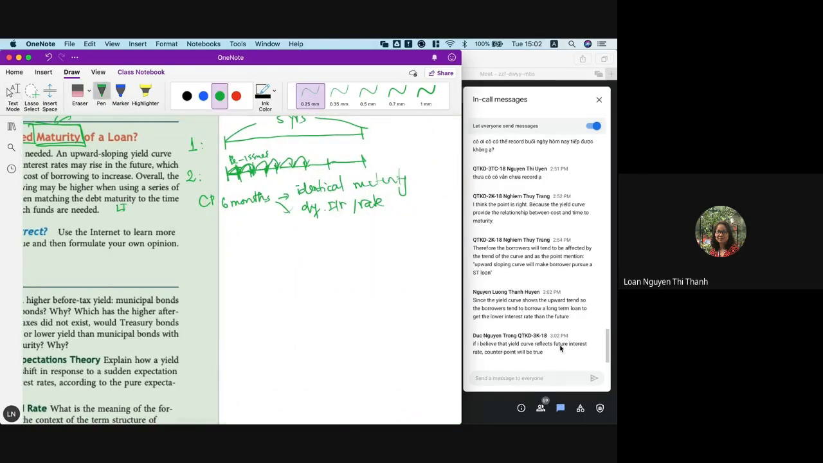I believe your yield curve reflects future interest rate. So what happens if you believe the yield curve will reflect future interest rate? The counterpoint will be true.